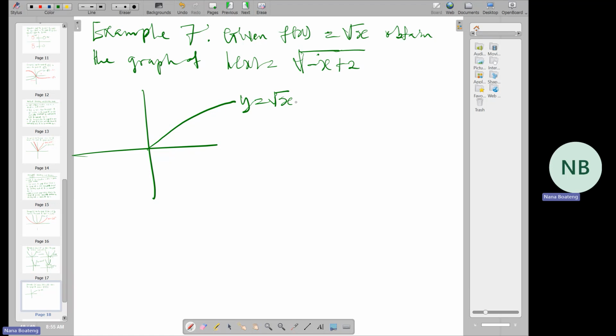So we said for reflection about the x-axis, y becomes negative f of x. So the y value becomes negative. The positive y values become negative y values. And for reflection along the y-axis, the positive x values become negative and it is reversed. Okay. So let's look at y is equal to the square root of x plus 2, which will be a shift to the left by 2 points.